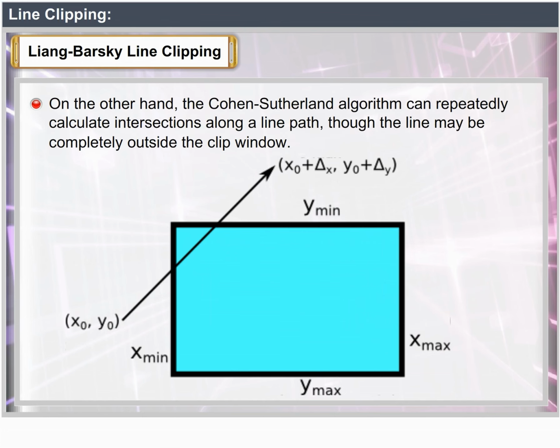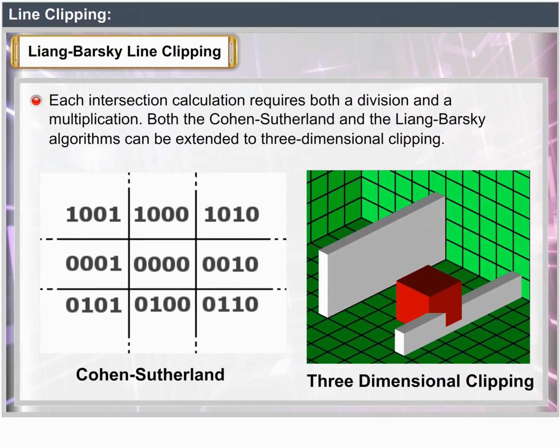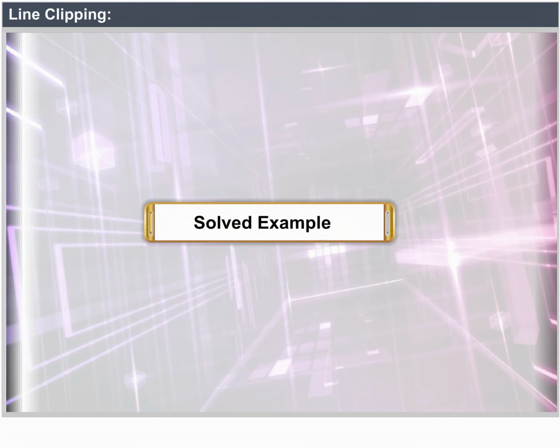In contrast, the Cohen-Sutherland algorithm can repeatedly calculate intersections along a line path even though the line may be completely outside the clip window. And each intersection calculation requires both a division and a multiplication. Both the Cohen-Sutherland and the Liang-Barsky algorithms can be extended to three-dimensional clipping.